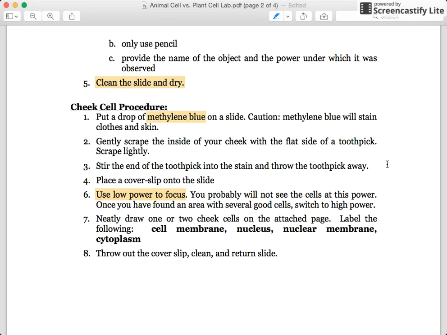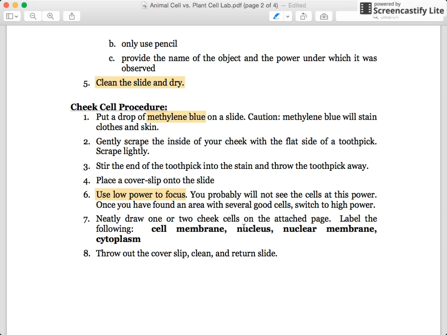After that, you're going to place a cover slip onto the slide just like you did to the last onion one, and you're going to use low power to focus it. It says you'll probably not see the cells at this power, so you'll probably want to slowly increase the power to high until you can find an area with several good cells.